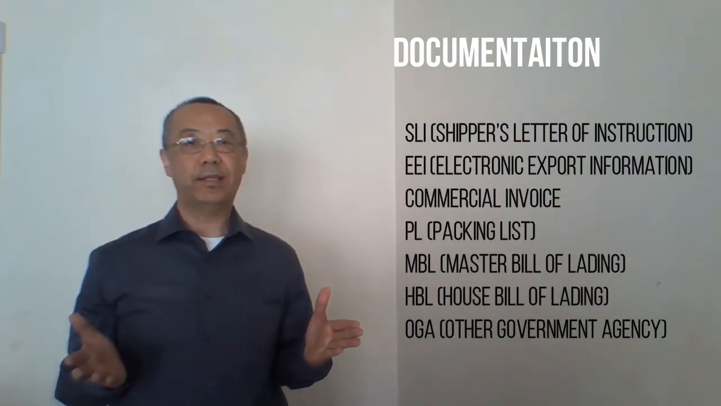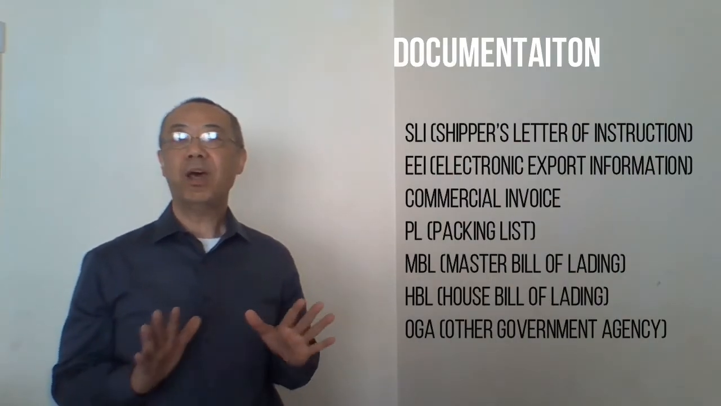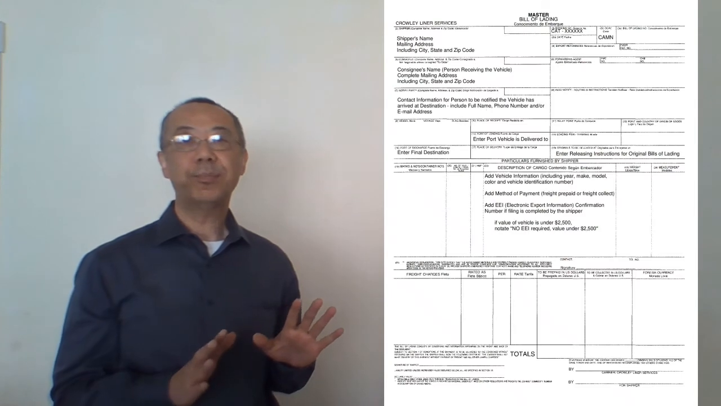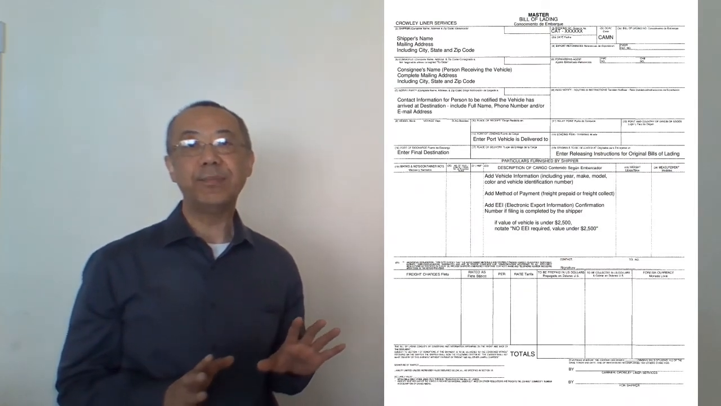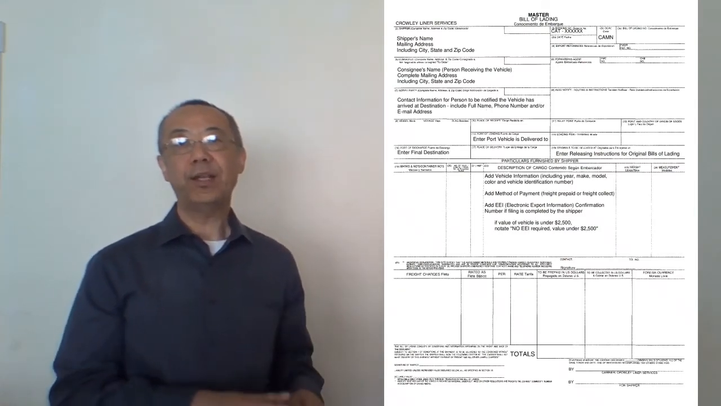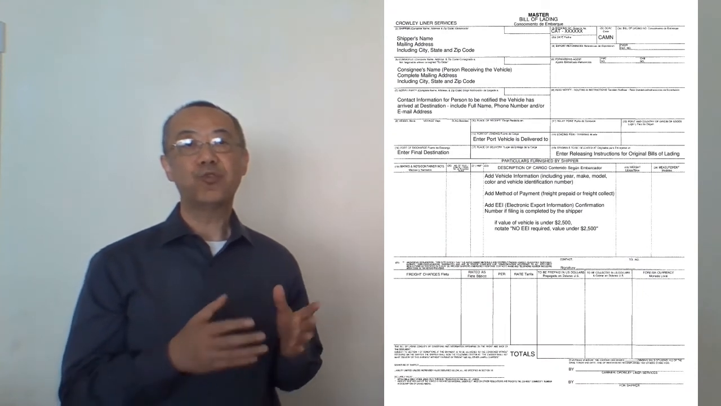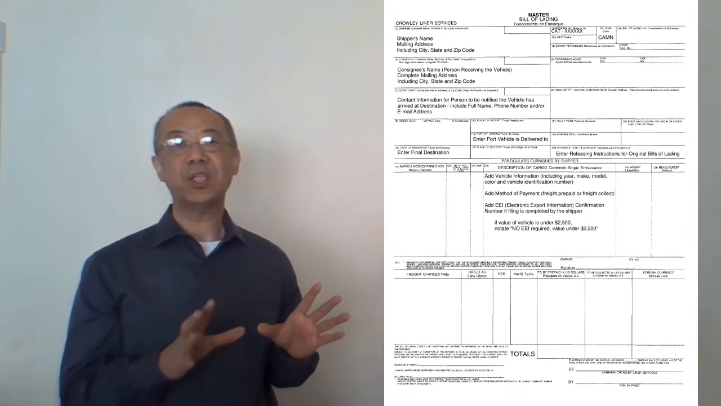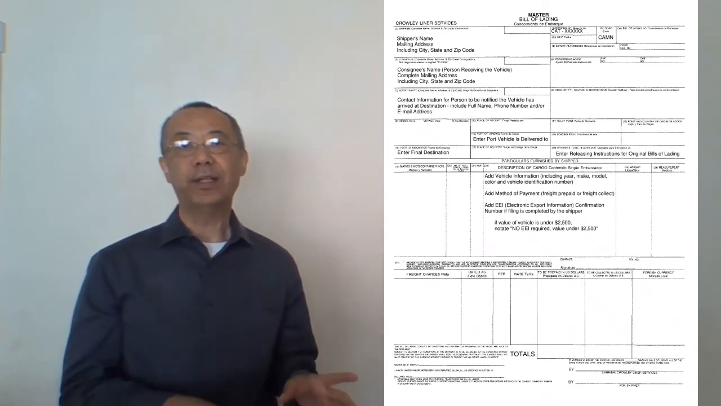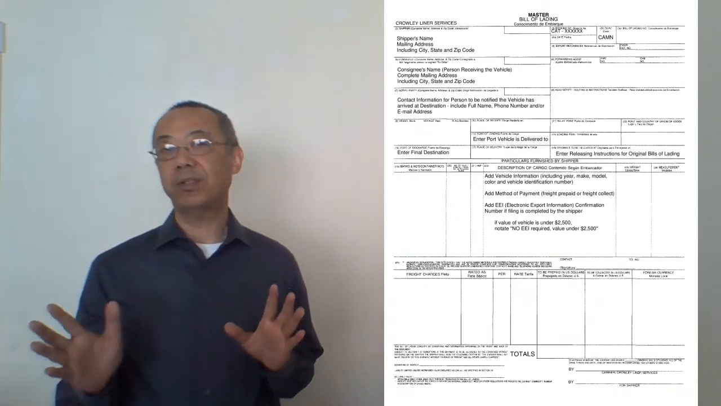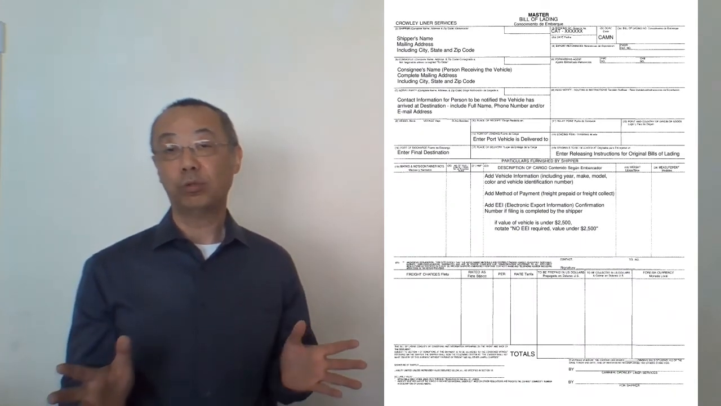Master bill of lading. An ocean bill of lading is called a master bill of lading. It's a receipt of the cargo and also a contract for the transportation between an exporter and the carrier, which is the steamship line, as well as the vessel.